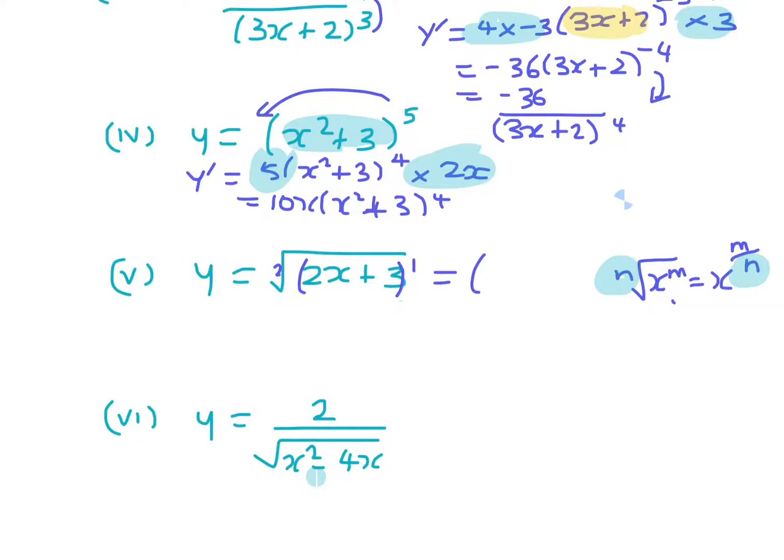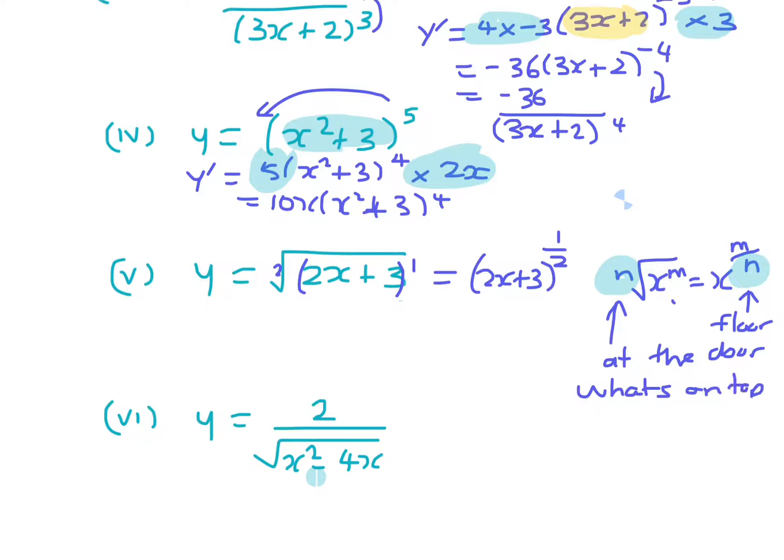So remember the thing at the door will be on the floor. And that's a good way of remembering where it is. So this will be 2x plus 3 to the power of, on the floor will be the 2. What's on top stays on top. So what's on top is the m, and the m stays on top. So in this case, the 1 stays on the top. It's already on the top.